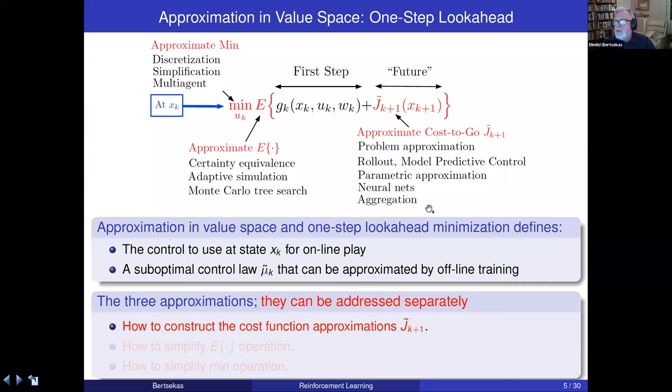Aggregation is still another method. We may have some time to look at it near the end of the course. Aggregation deals with simplifying the problem by reducing its dimension, with some approximation, of course. Then the lower dimensional problem is solved exactly, and its optimal cost function is used as an approximation for the larger dimensional problem. So that's the first approximation, constructing the cost function J tilde to use in this scheme.